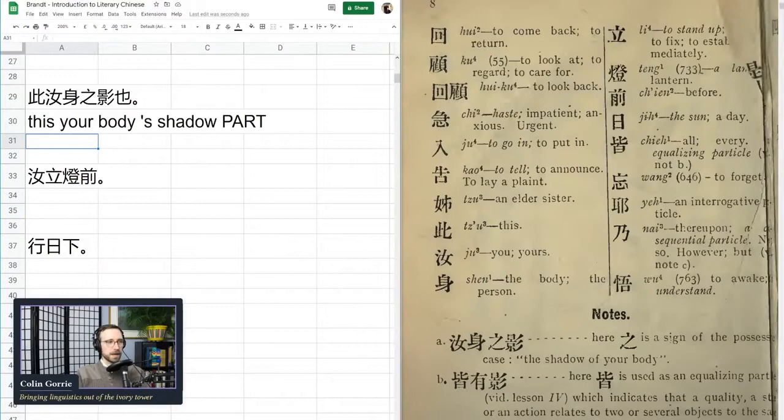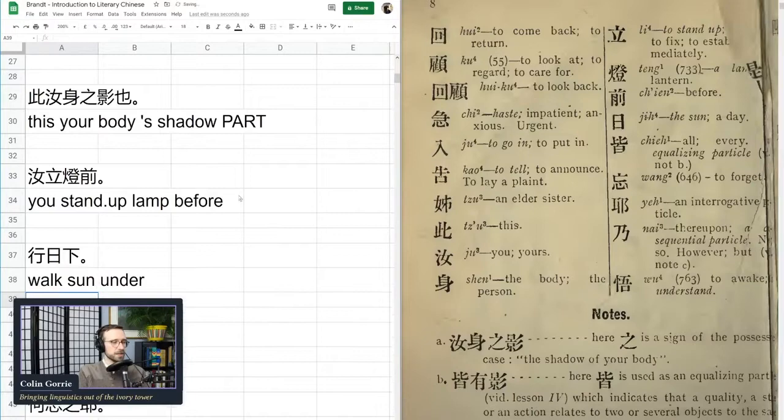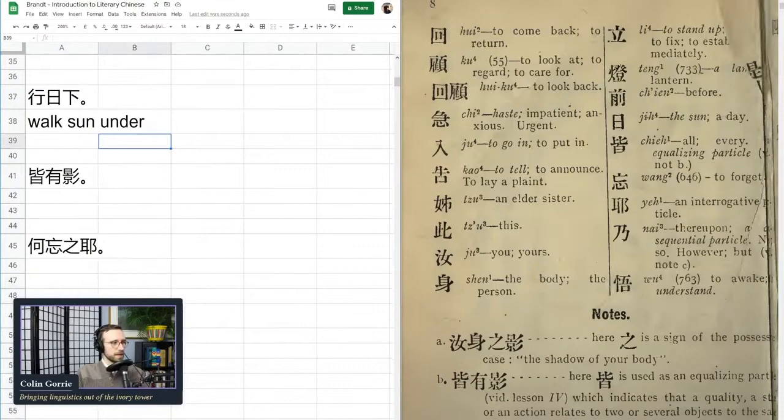You, Li, stand up. Dong, a lamp. Qian, before. So you stand up before a lamp, in front of a lamp. Xing, this is walk. Zhi xia, under the sun, under, so under the sun. Let's move on a little bit.